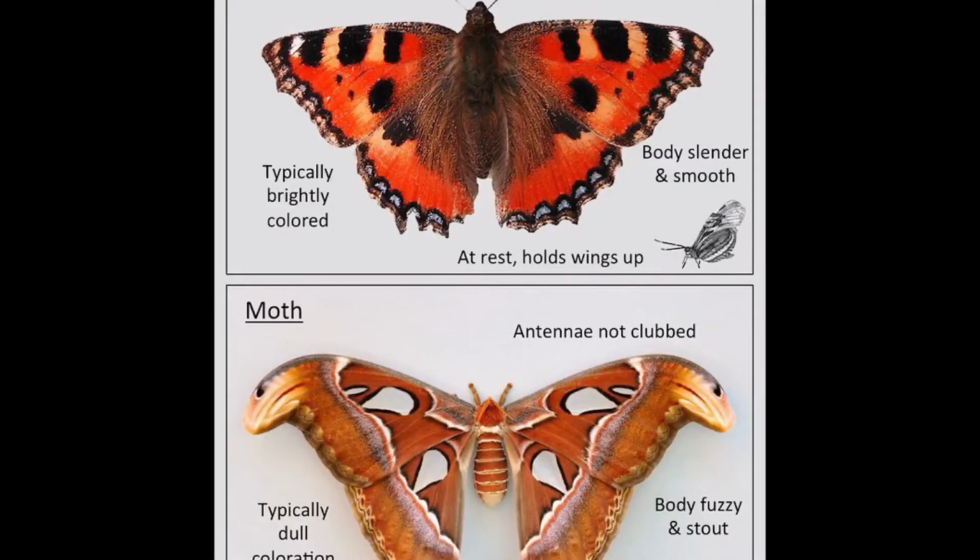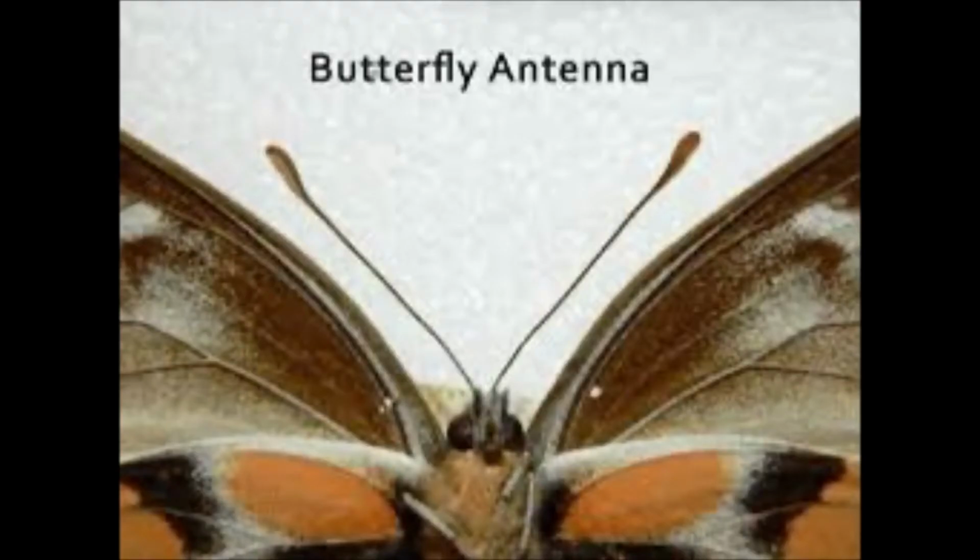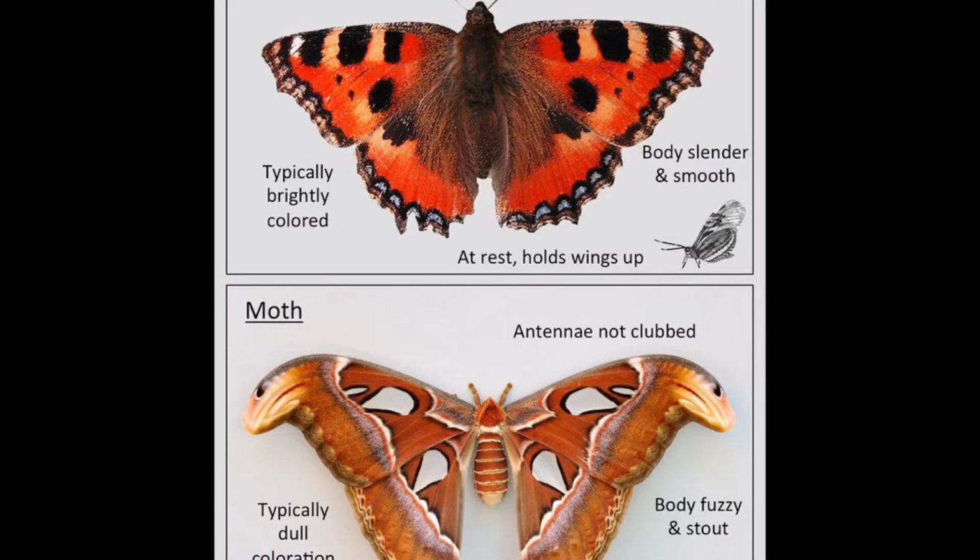So look at this picture. I'm going to put up a picture. The insect on the top is a butterfly. You can see some of the differences. You might be able to notice that the antennae, which we'll talk about in a minute, are rounded on the ends. Now look at the moth right below it.